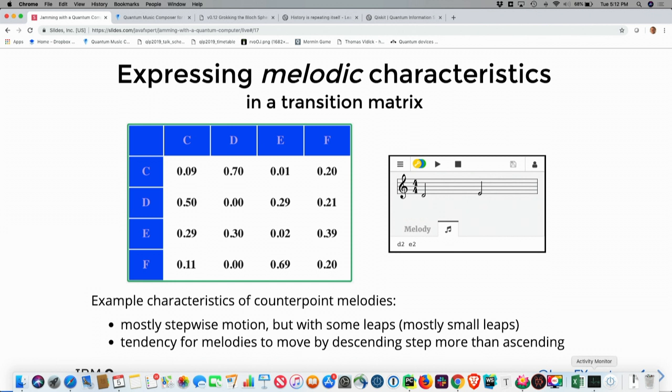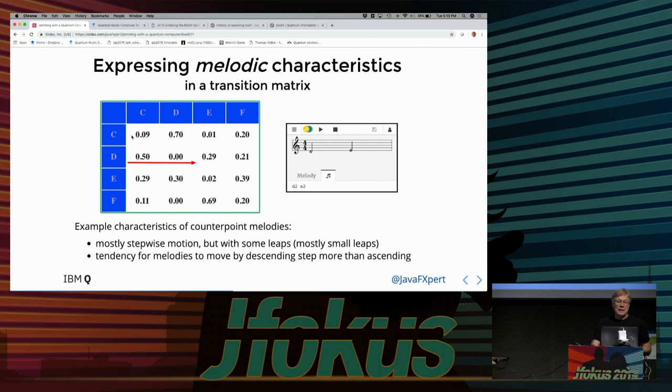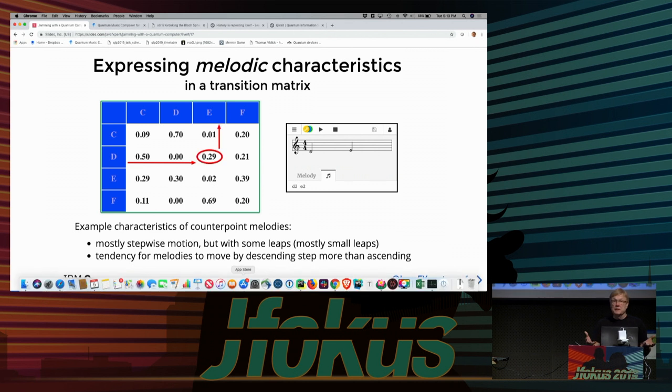So what I mean by that is, if a note is playing, then for the next note, what is the probability of different notes playing? In this transition matrix, I can influence that. So here, for example, if I have a D playing over here in the rows, then I could say I want a 0.29 probability that the next note will be an E. And so I just put that in the matrix.